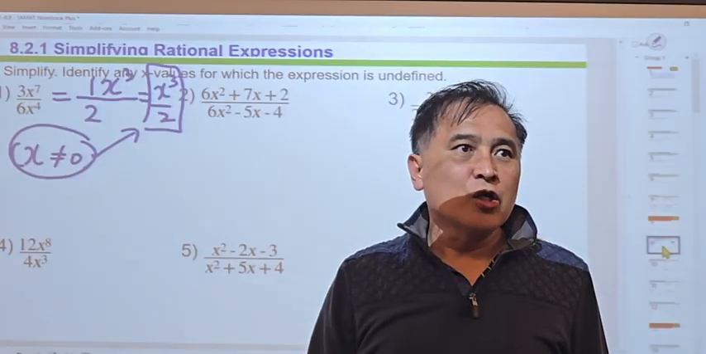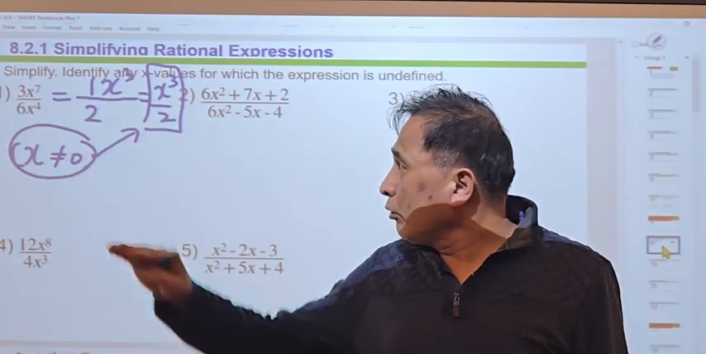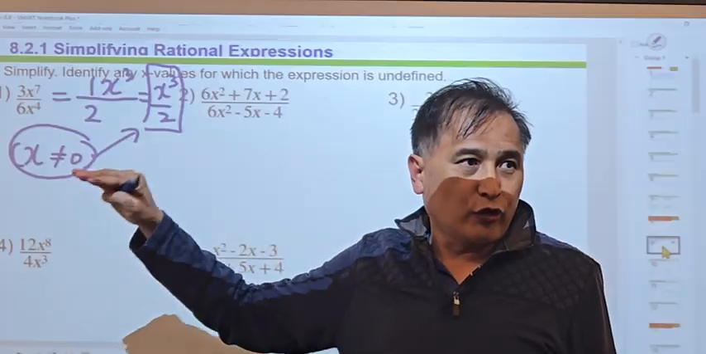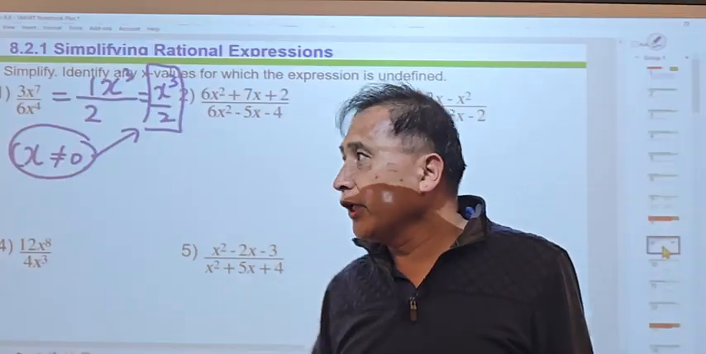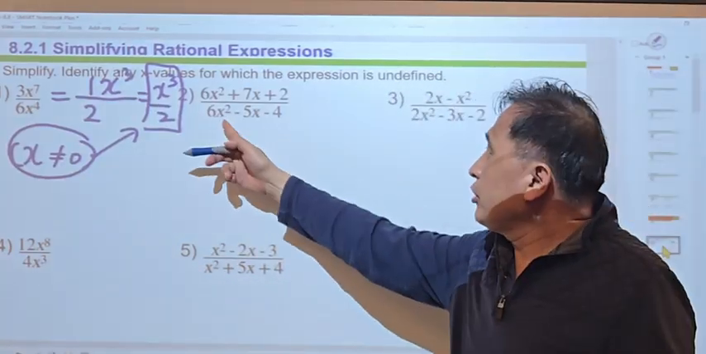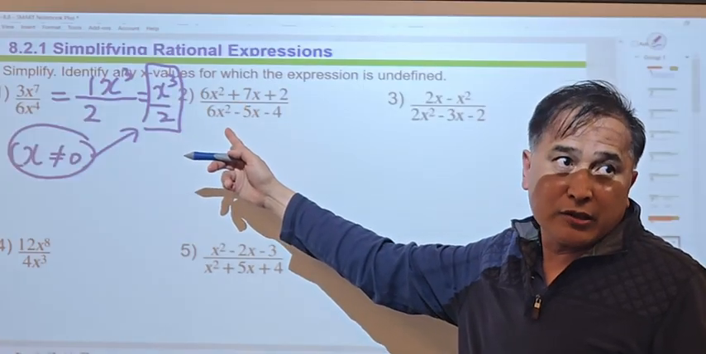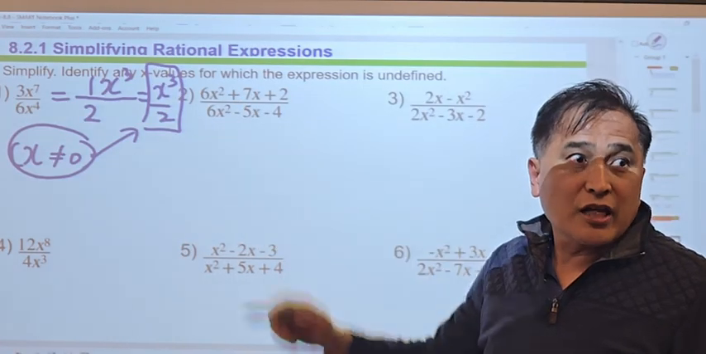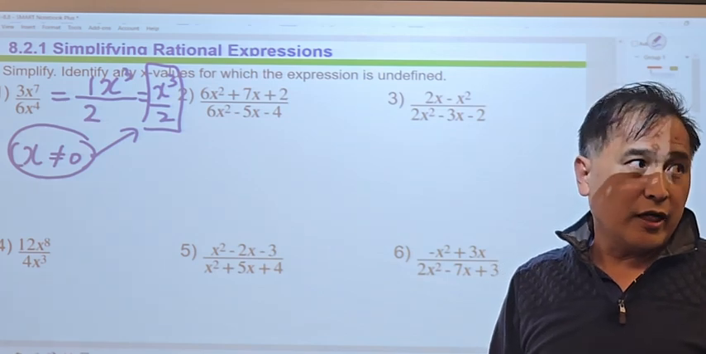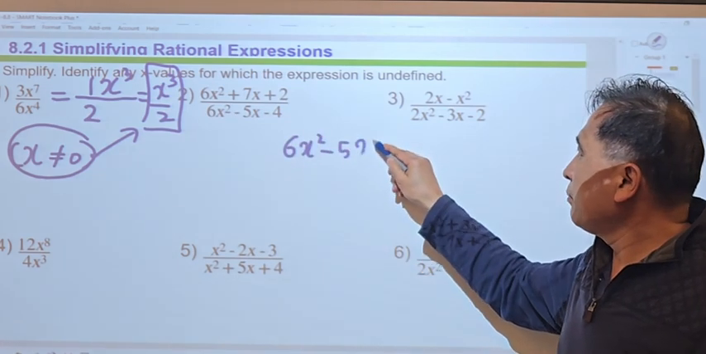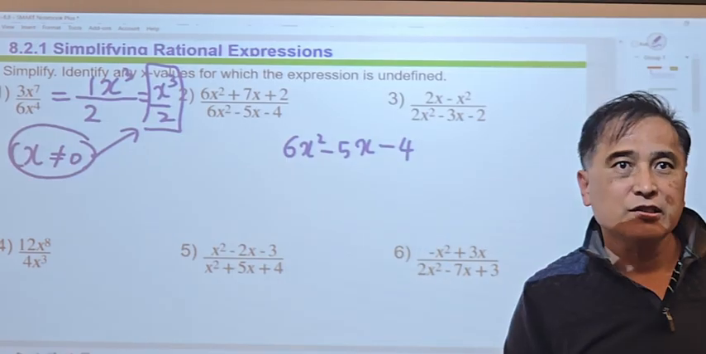Everybody got it? So all the time, when you see a variable in the denominator, then denominator not zero, you need to write it there first. Everybody clear? Okay, so when you see it like that, you cannot tell what makes this one zero, right? That means you need to factor it, right? And then 6x squared minus 5x minus 4. Do you remember how we factor this?